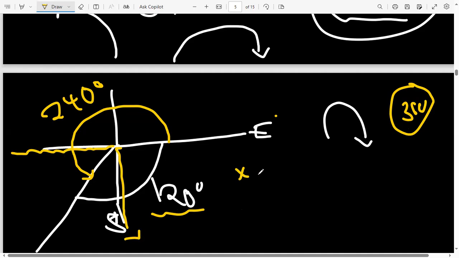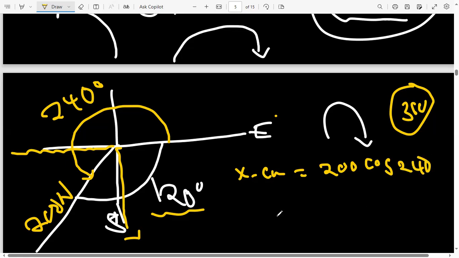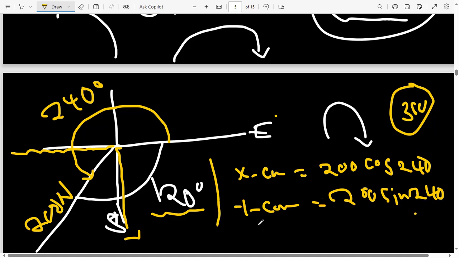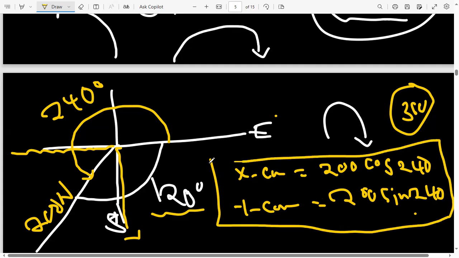So the x component will be, what is the length of this? They said 200 newtons. So it will be 200 multiplied by cos 240. And then the y component will just be 200 sine 240. Okay, so we have resolved all the four vectors that we were given. It means we are ready to find the resultant.